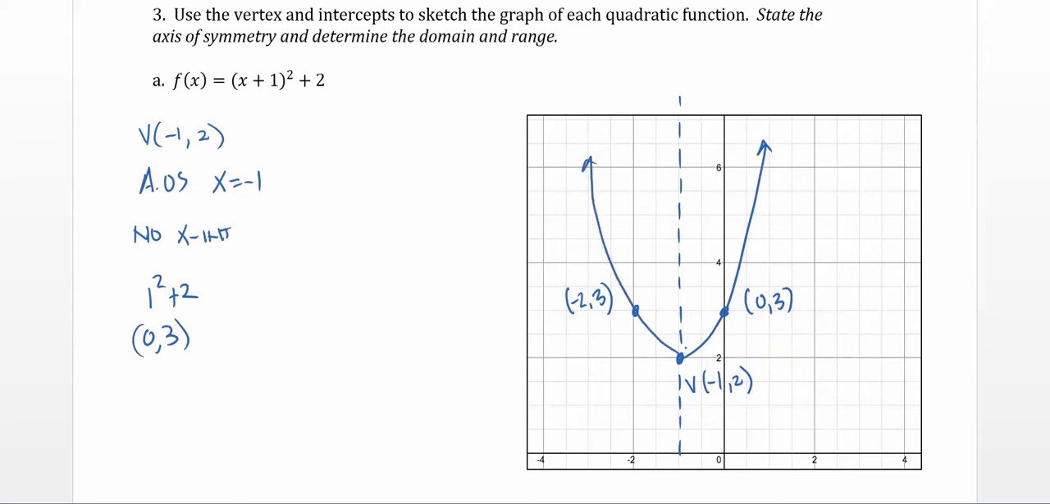So notice that we go over 1 and up 1. If I went over 2, I'd go up 4, 1, 2, 3, and then 4. So this point should be on the graph, and then vice versa over here. Okay, domain for this thing, of course, is all real numbers. Range for this thing is all real numbers y, such that y is greater than or equal to 2. Or we could say from 2 to positive infinity, however you want to say it.